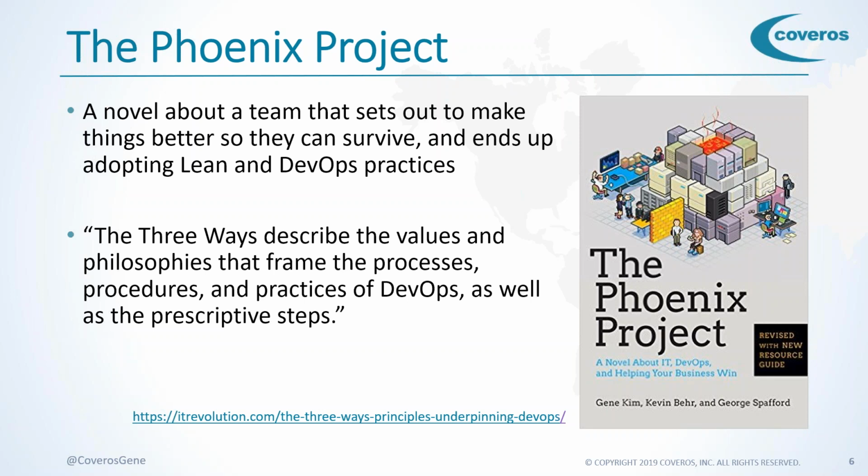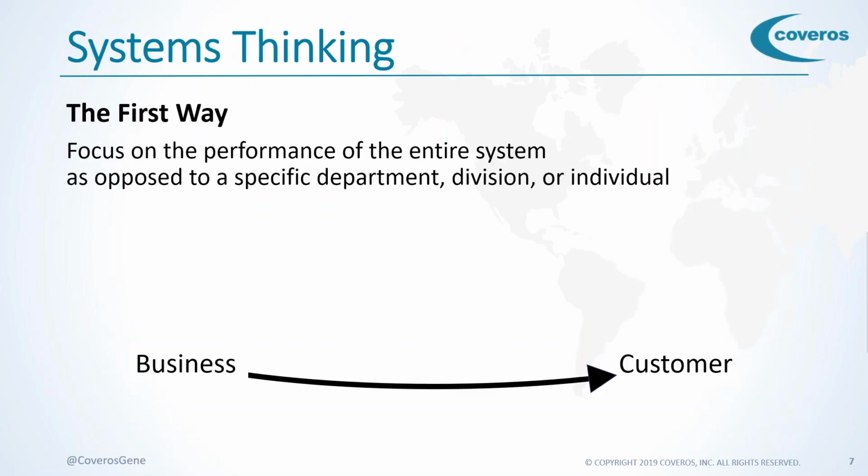Anyway, so one of the things that comes out of that book, Phoenix Project, is something that they call the 3 ways, the values, philosophies that frame the processes, procedures, and practices of DevOps, as well as the prescriptive steps. And I'll go through real quick. It's not so important that you know them by heart or anything, just that you know what they are. The first way is the idea of systems thinking, looking at the whole system as opposed to a specific department, division, individual, project, app. You're looking at how it affects everything.